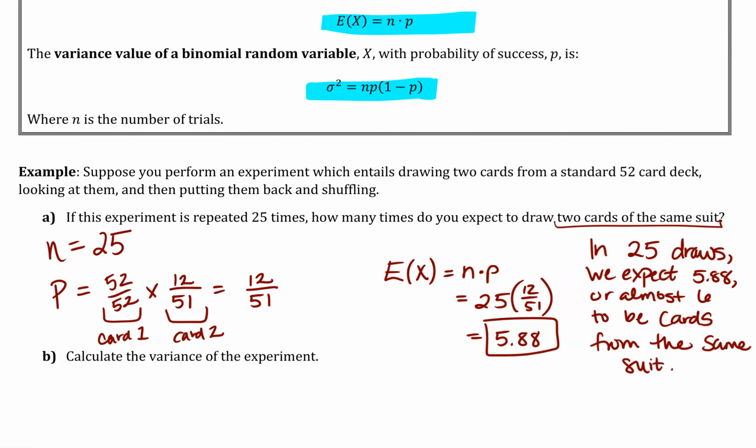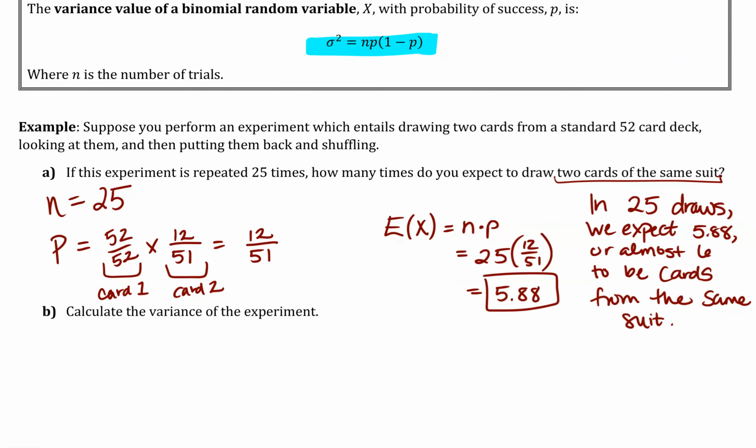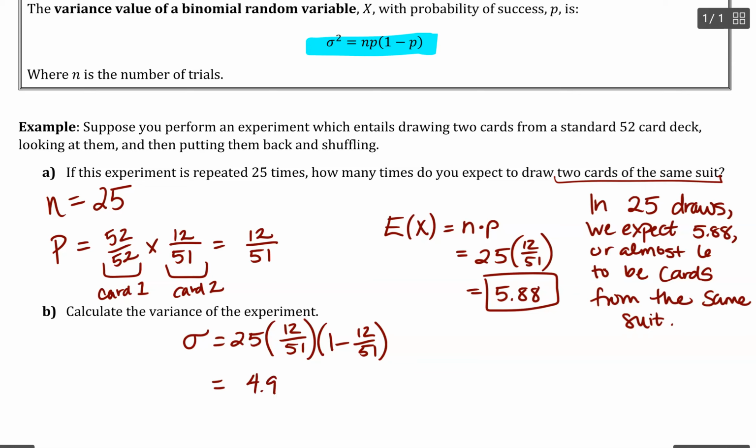Now let's calculate the variance of this experiment. So using the formula that we're given, we need n and p and 1 minus p. So we have all of these variables that we need already, so we can plug them in. So sigma squared is equal to n, which is 25, times p, which is 12 over 51, times 1 minus 12 over 51. So now we plug this into our calculator, and we get about 4.99 is the variance.